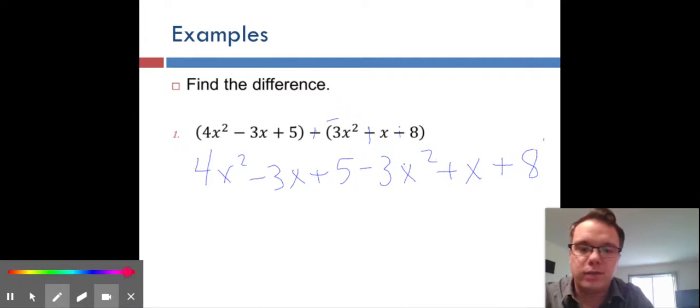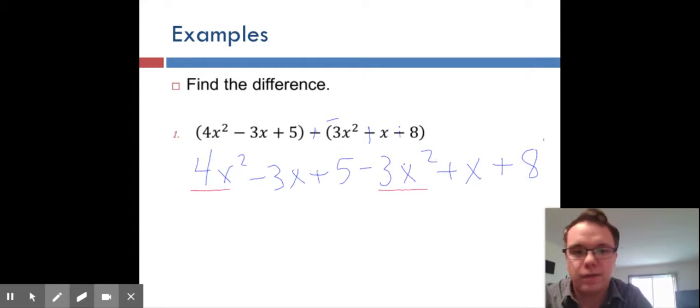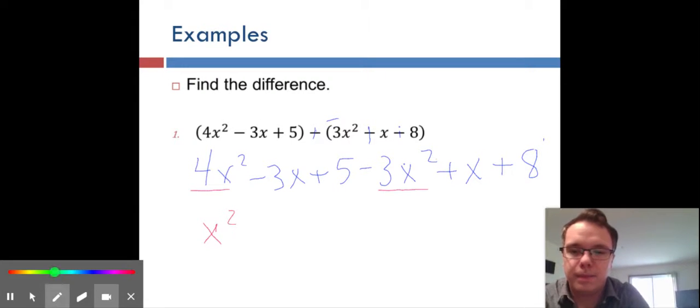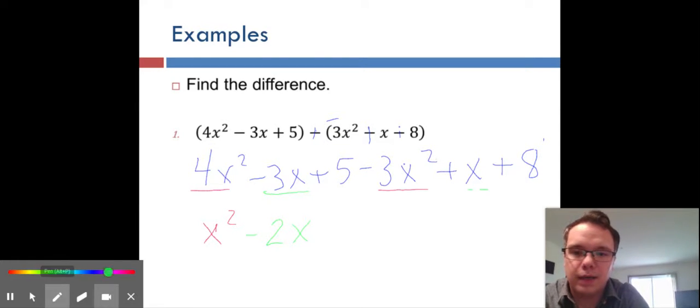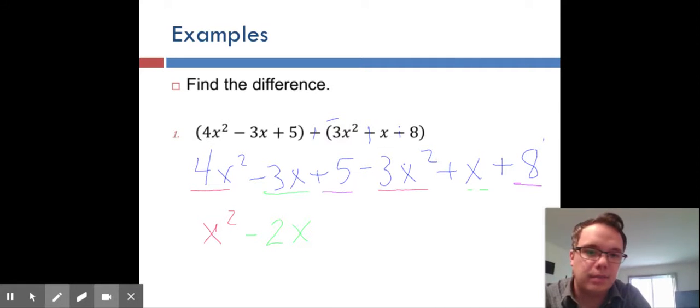So we're going to first find the biggest power. It looks like our biggest power here is squared. So we have a 4x squared and a negative 3x squared. So 4x squared minus 3x squared is 1x squared, or just x squared. Next biggest power looks like it's x to the first power. So I have a negative 3x plus x. Negative 3x plus x is negative 2x. All right, and then we have our constants, a positive 5 and a positive 8. Positive 5 plus 8 is 13.